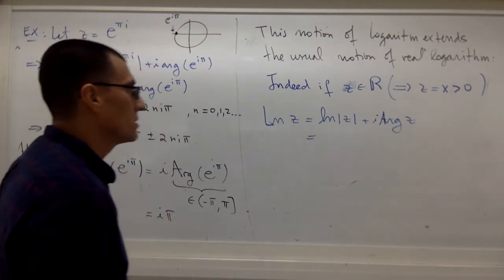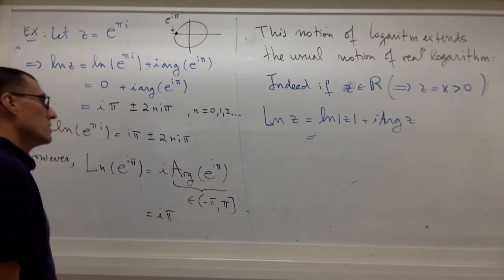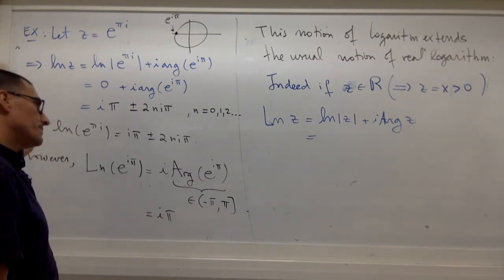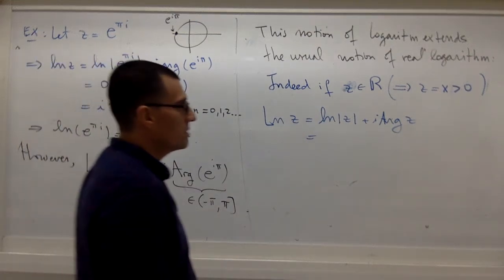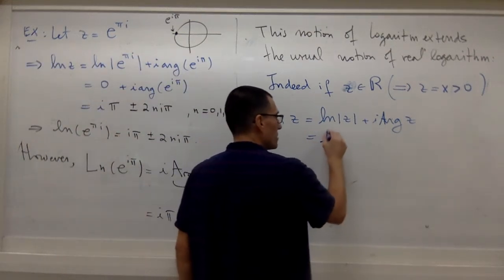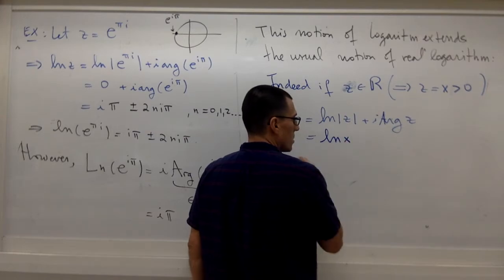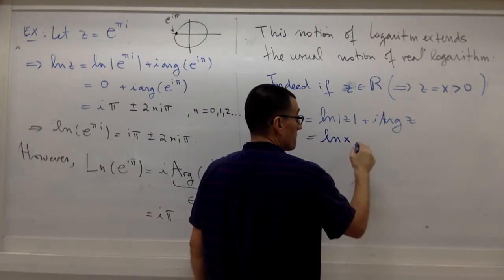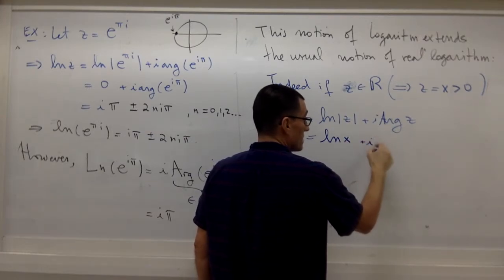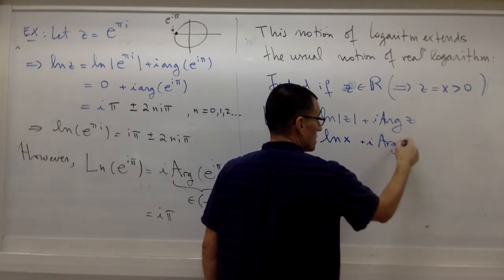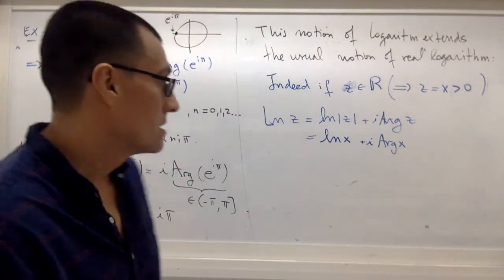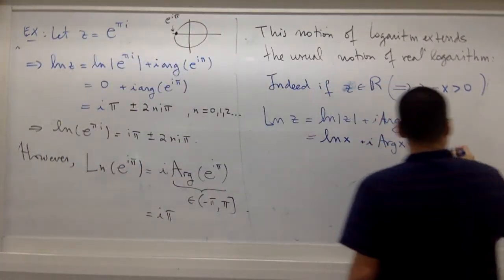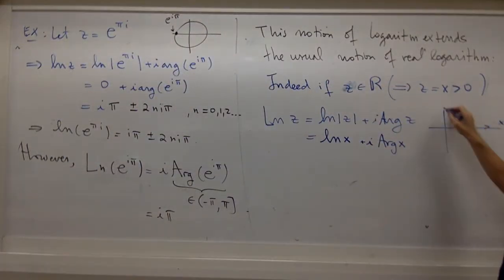For negative numbers, okay? So if x is positive, so z equals x positive, we have here the usual logarithm of x, plus i times the argument of z, which is equal to x. Now if you look at the real line right here, so x and y, your x is right here.